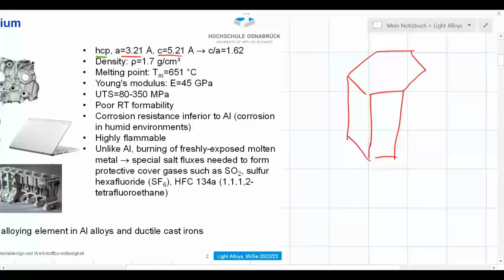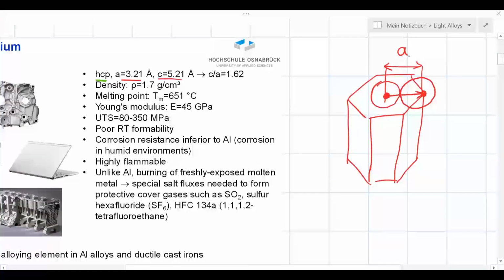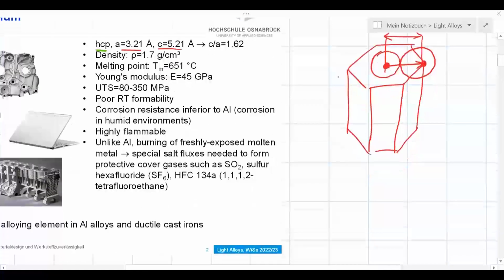So this is a unit cell of HCP, and A is this distance, right? Between the central atom here and here also an atom is sitting. They are touching each other. If I draw these atoms with a realistic size, and that is too small, I make it a little bit larger, I will see that atoms are in contact in this direction. And this is the distance A, which we use in order to define the lattice parameter of magnesium and HCP metals. And this is the length C, right?